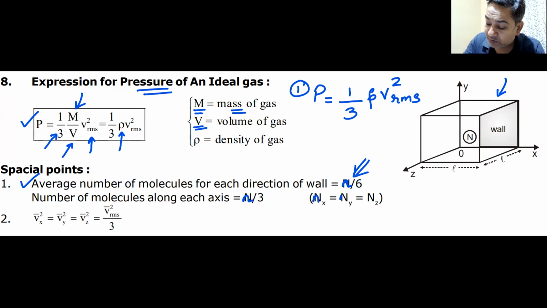Total number of molecules along the x-axis, total number of molecules along the y-axis, and total molecules along the z-axis will be the same, and that number will be total number n divided by 3. The average value of vx square is equal to the average value of vy square is equal to the mean value of vz square, and that is vrms square divided by 3. You will have to remember these things. I'll give you a minute to note it down.